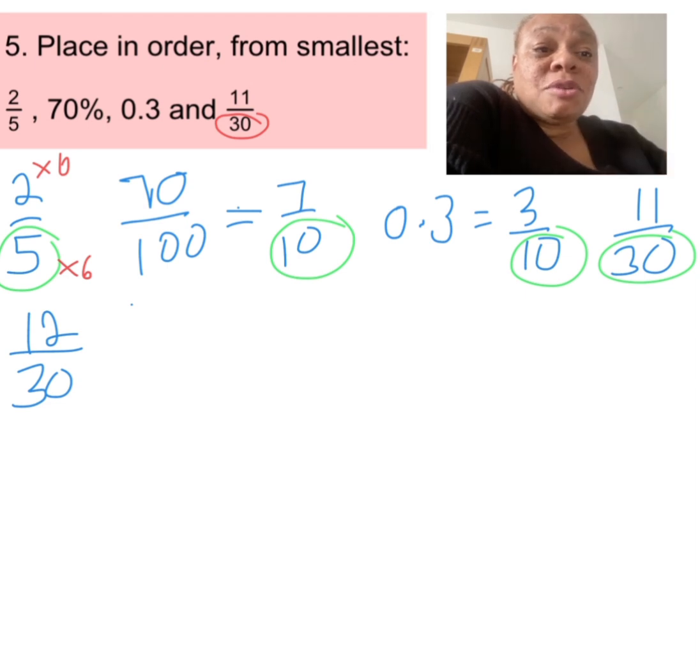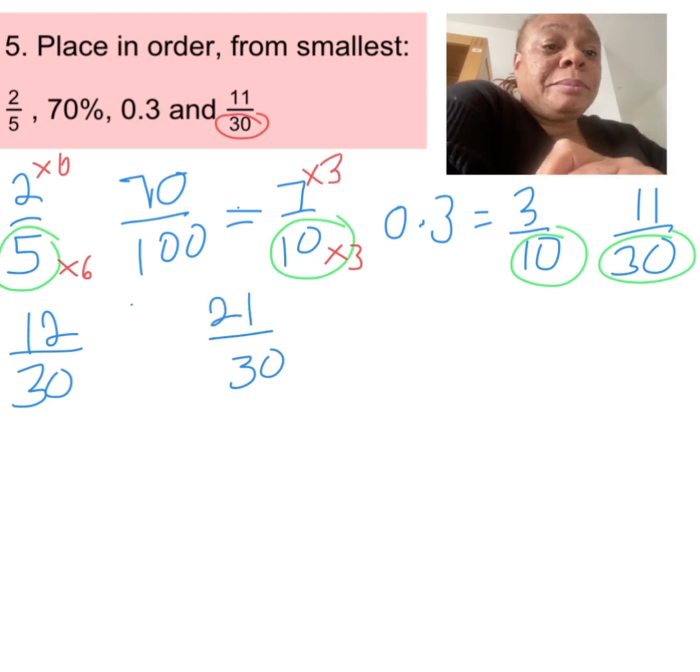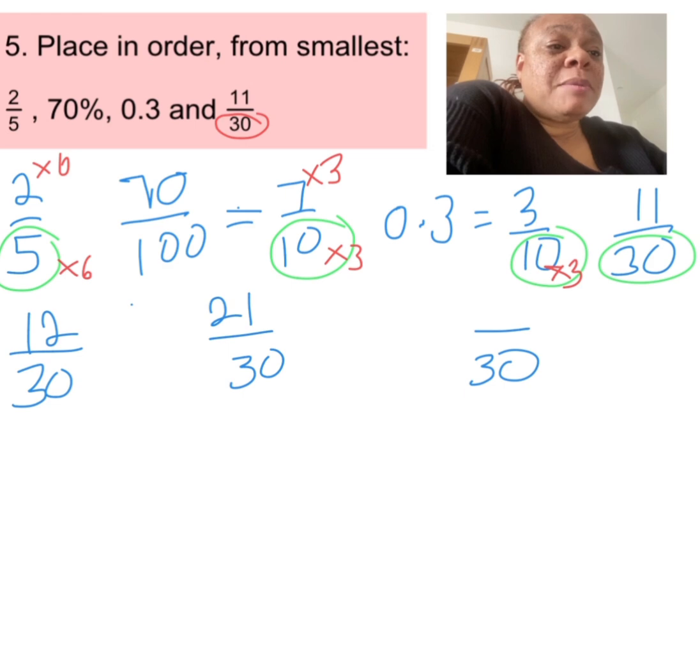Let's do the same thing for 7 over 10. I'm going to change the denominator, which is 10, into 30. What do I do to 10 to give me 30? I had to multiply by 3. So I'm also going to multiply the top number by 3 as well. 7 times 3 is 21, so that's 21 over 30. I'm going to do the same thing with the next fraction, which is 3 over 10. I multiplied by 3 to get from 10 to 30, so I'm also going to multiply the numerator by 3, and that gives me 9. And then I've got 11 over 30, which already has a denominator of 30, so I'll just leave it like that.